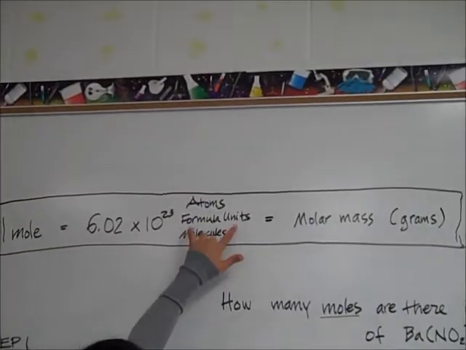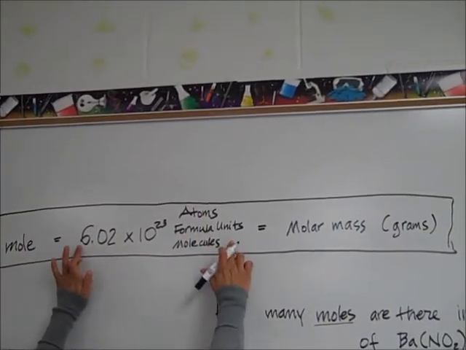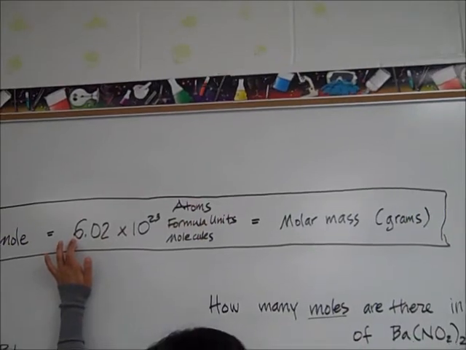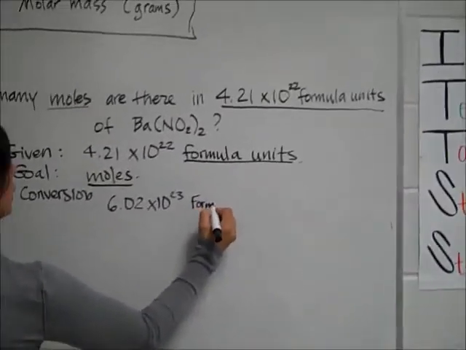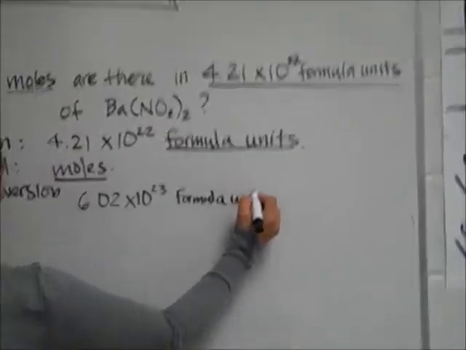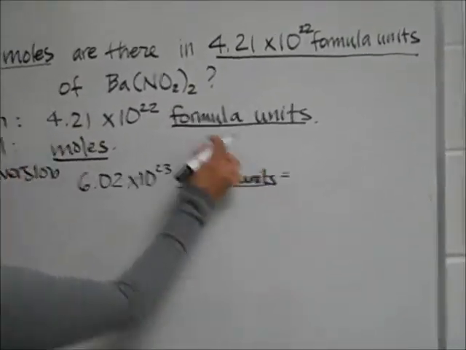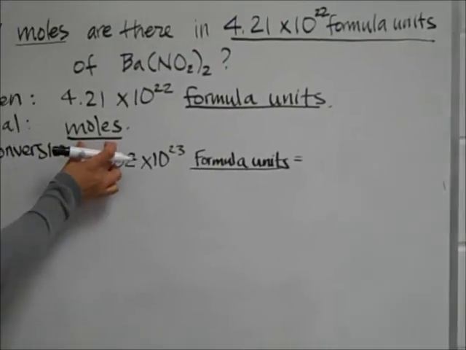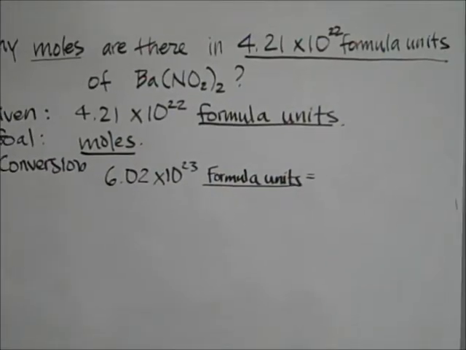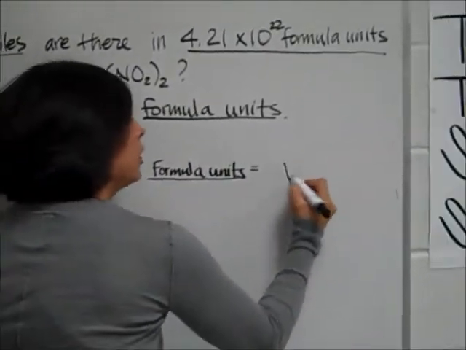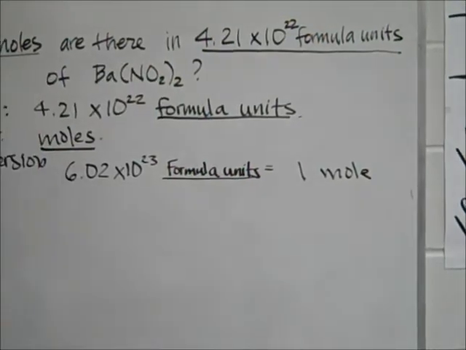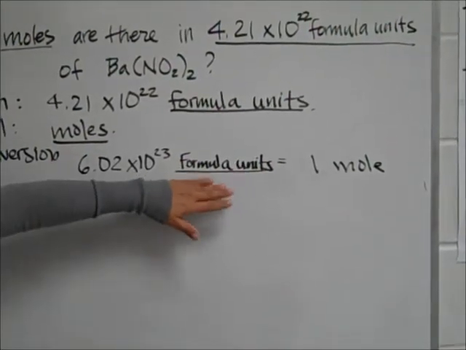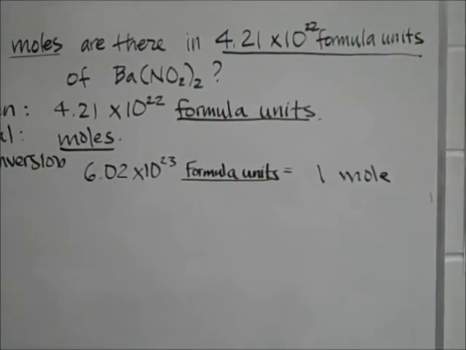So when we look up here, we scan for formula units, and I'll find it right here. So that means the first part of our conversion is going to be 6.02 times 10 to the 23rd formula units. And that's going to be equal to how many moles? Because that's what our goal unit is. Well, I look for moles. Moles is right here, and it says 1 mole. So 6.02 times 10 to the 23rd formula units is going to be equal to 1 mole. That's going to be our conversion. That's going to be what we plug into the second part of that T-chart.